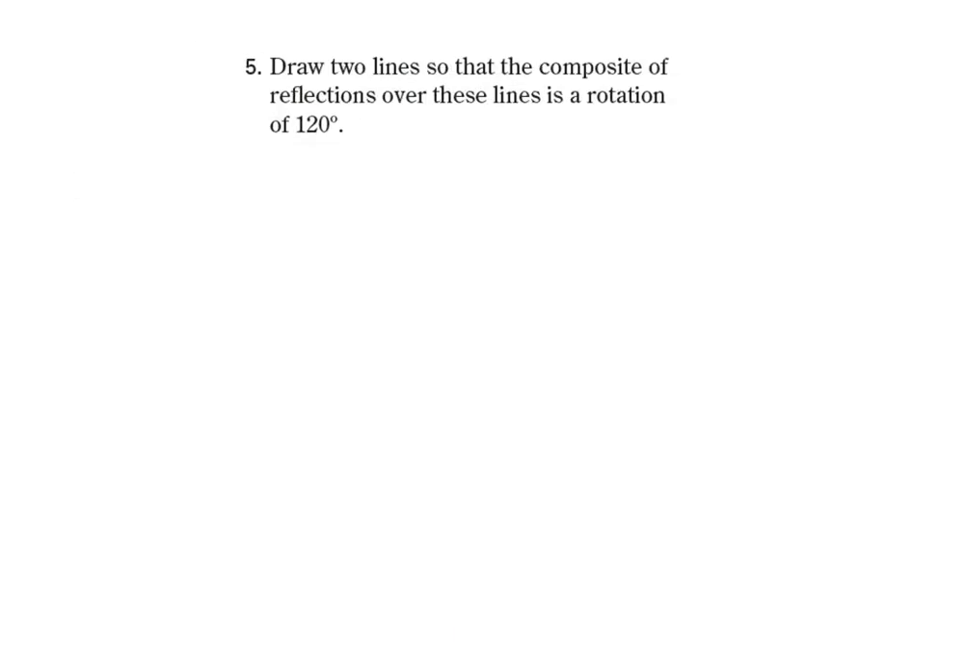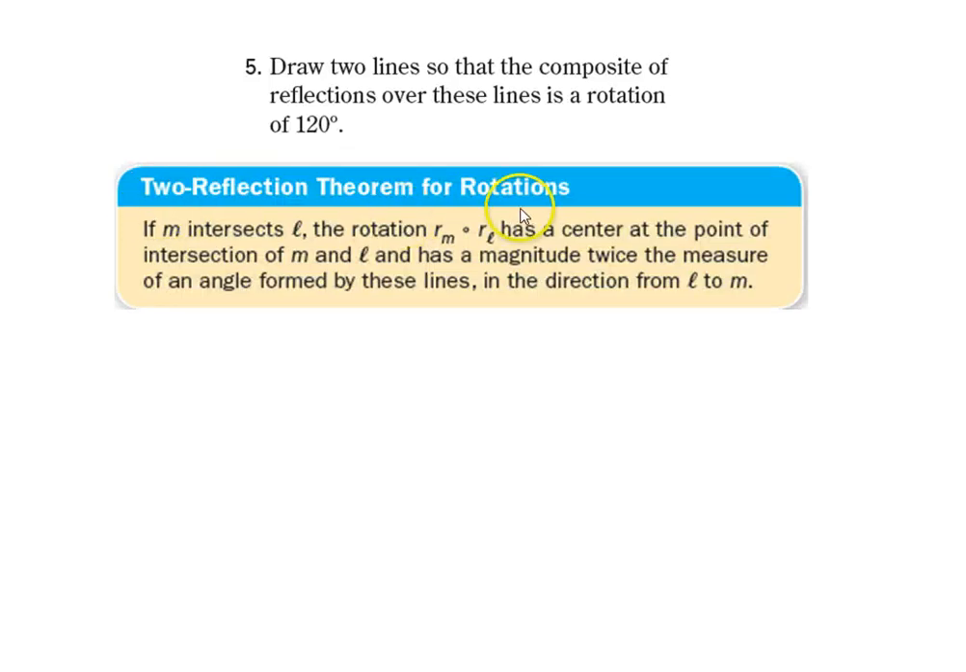Number 5 asks us to draw two lines so that the composite of reflections over these lines is a rotation of 120 degrees. So I'm going to reference something from our book that we talked about in class, the two reflection theorem for rotations, where if M intersects L, the composition of reflections over L and then M has a center at the point of intersection of M and L, and has the magnitude twice the measure of an angle formed by these lines in the direction from L to M. So, spooky language. All that it's saying is that these two lines have to intersect.